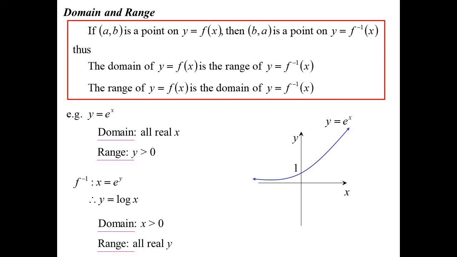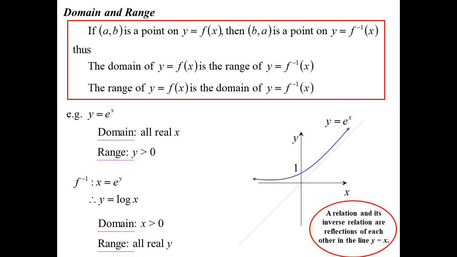The domain will become x is greater than 0, because the range of the original one was y is greater than 0. And the range becomes all real y, because the domain of the original one was all real x. And if we graph it, we should find that it's a reflection in the line y equals x. So there's our log curve.